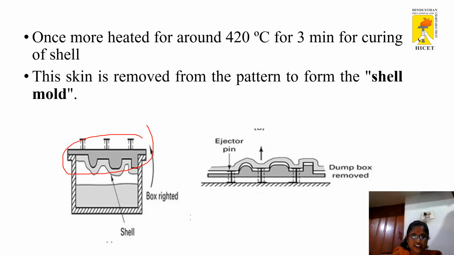Okay, so finally this will be removed. The skin will be removed from the pattern. So this is the pattern. This skin layer, which is nothing but the sand resin mixture binder, will be formed as a layer over the pattern. That is actually to be removed from the dump box and also the pattern. Okay, so this is what we call a shell mold.